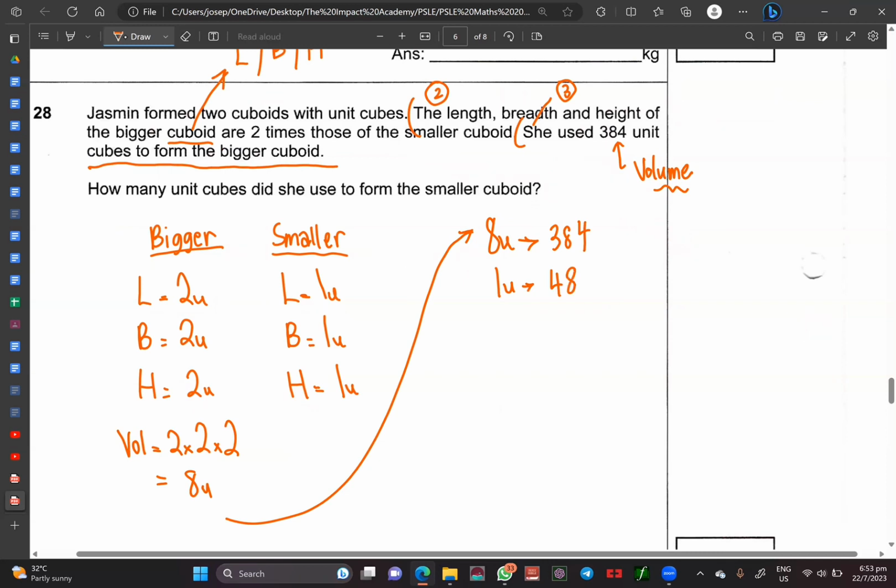Now, once you are done with this, you can read the question. They ask how many unit cubes she used to form the smaller cuboid. So in other words, they're asking you for the volume. The volume of the smaller cuboid is basically 1 times 1 times 1, which is also 1. So therefore, my answer for this question has to be 48 unit cubes.